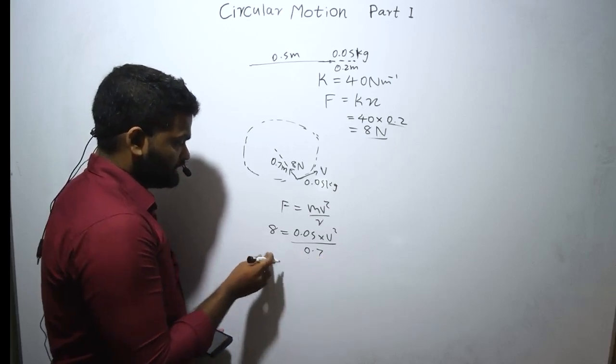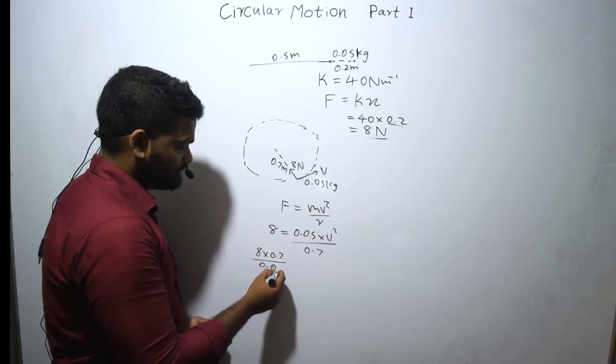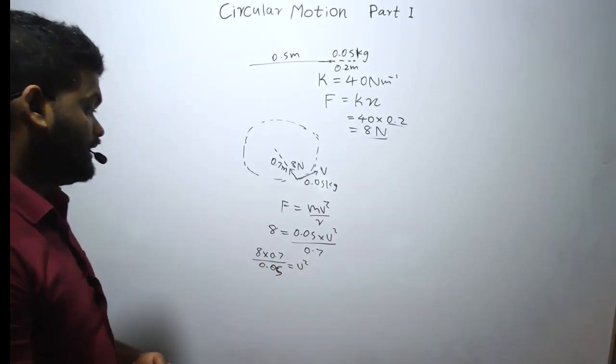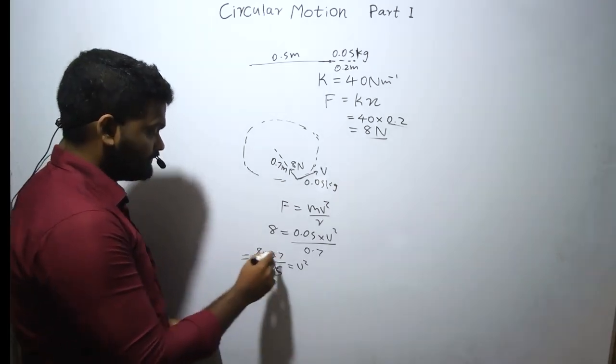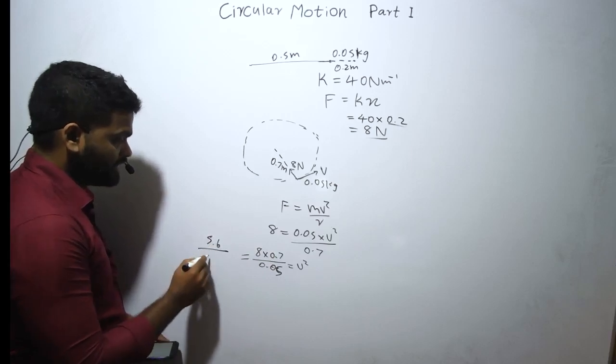Just multiply like this, 8 times 0.7 divided by 0.05, v squared. So you can see that 8 times 7 is 56, with the decimal here, so you get 5.6.